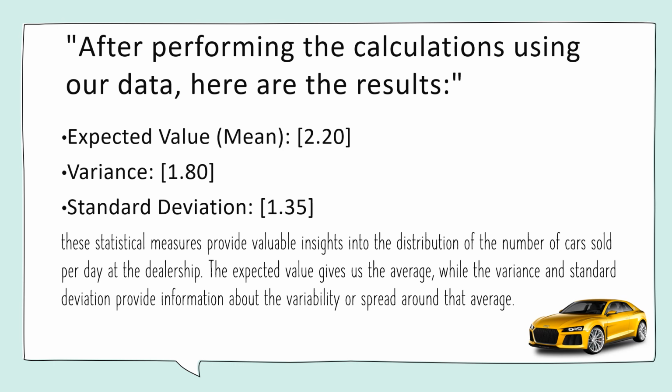After performing the calculations using our data, here are the results. The expected value is 2.20, the variance is 1.80, and the standard deviation is 1.35. These statistical measures provide valuable insights into the distribution of the number of cars sold per day at the dealership. The expected value gives us the average, while the variance and the standard deviation provide information about the variability or spread around the average.